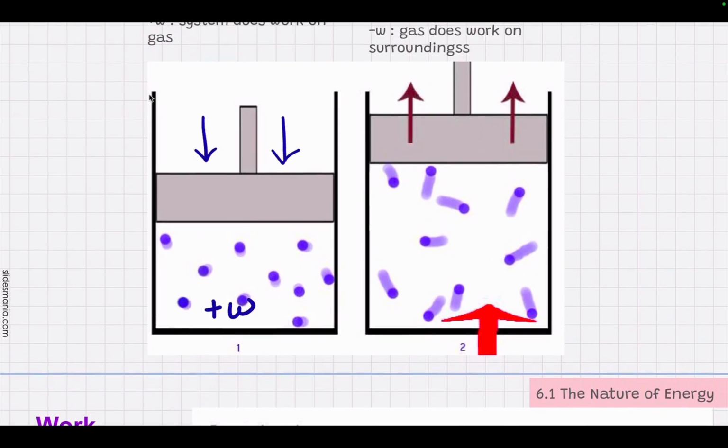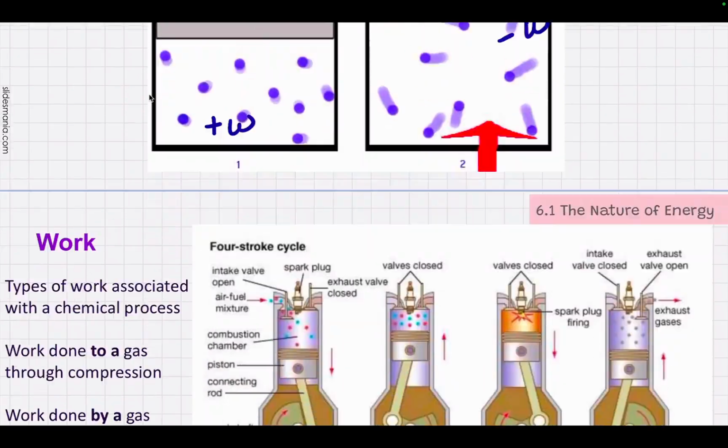And then you light it with the spark plug, and that causes the piston to rise. So this would be negative work. The piston is moving up, so the gas is actually doing work on the surroundings. And that's what then turns into the mechanical energy of our wheels turning.